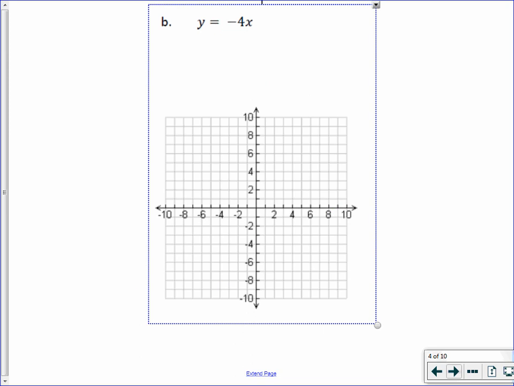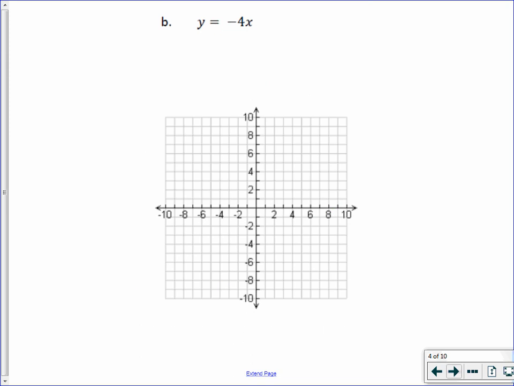B. So for B, y = -4x. So I need to ask myself, is y isolated? And yes, y is by itself in this equation. So then I can identify my slope and my y-intercept. So my slope is the number with the x, which is negative 4. So my line, when I graph it, needs to be going in this direction. And we could write this as -4 over 1 to help us with our rise over run. Our y-intercept, there's nothing being added to the x. So our y-intercept is the point (0, 0).